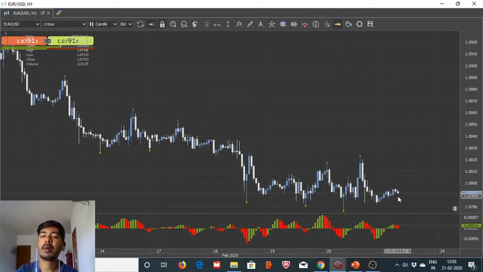And if the momentum shifts into bearish territory, then only will we be in a position to place the sell trade.